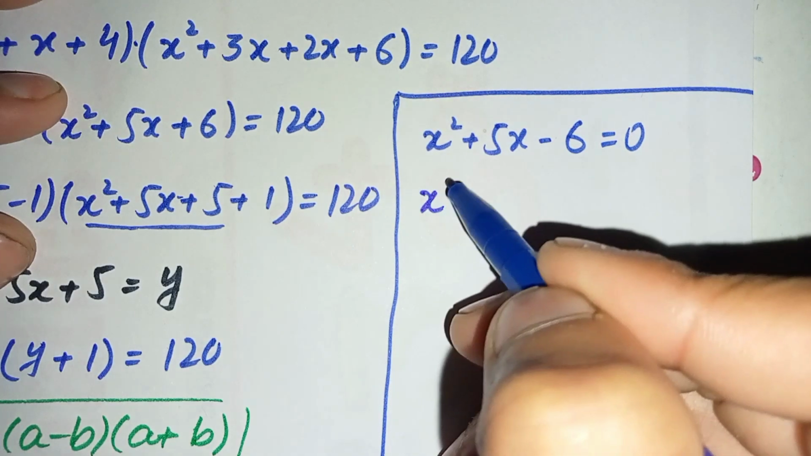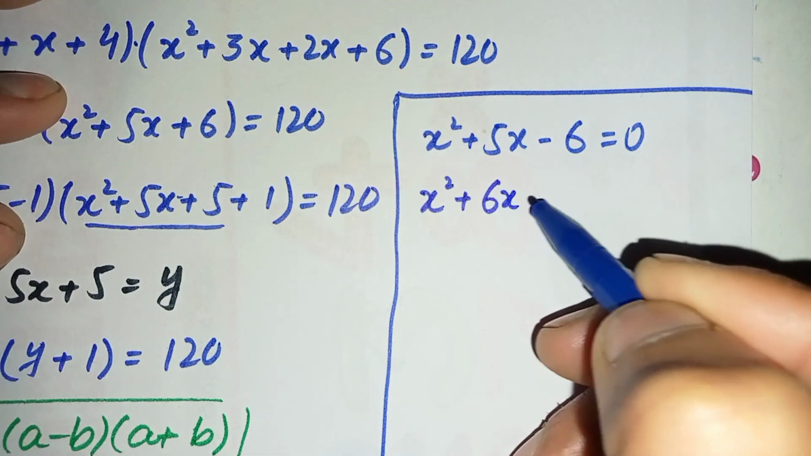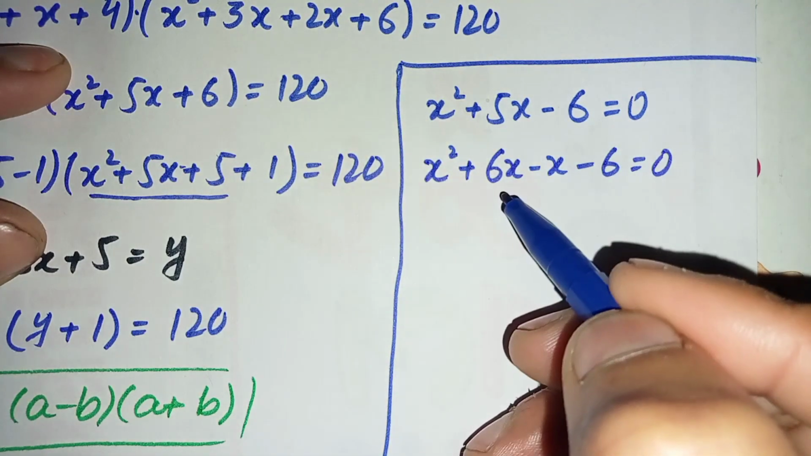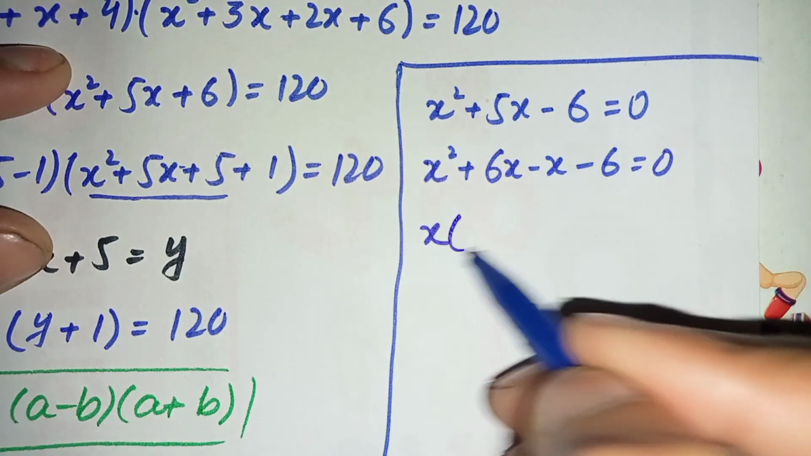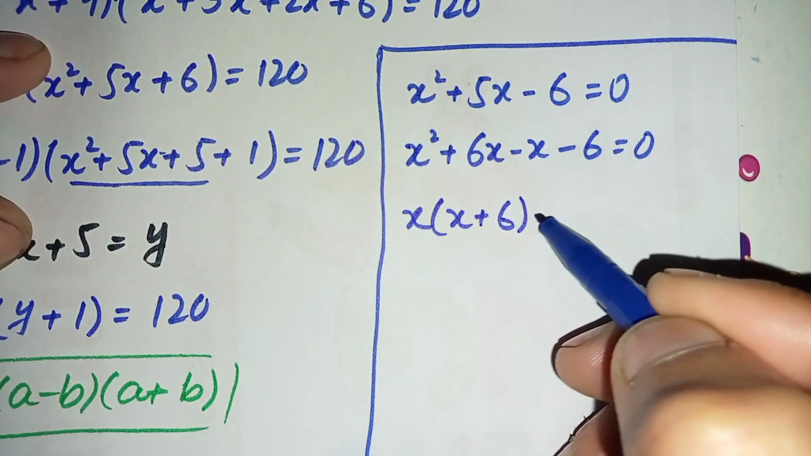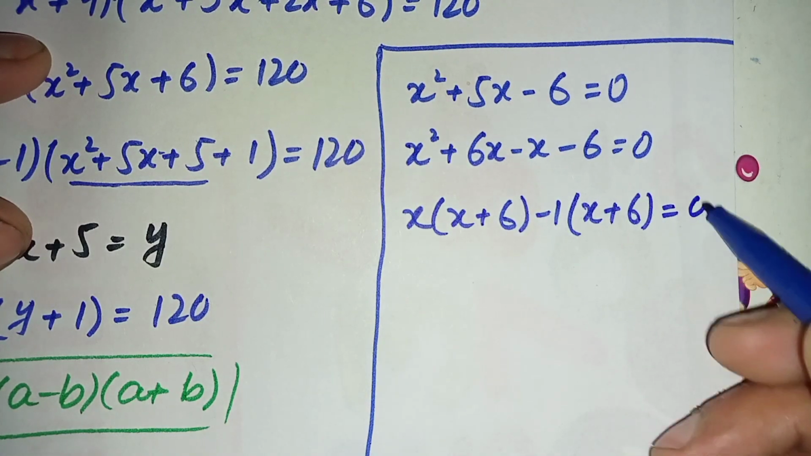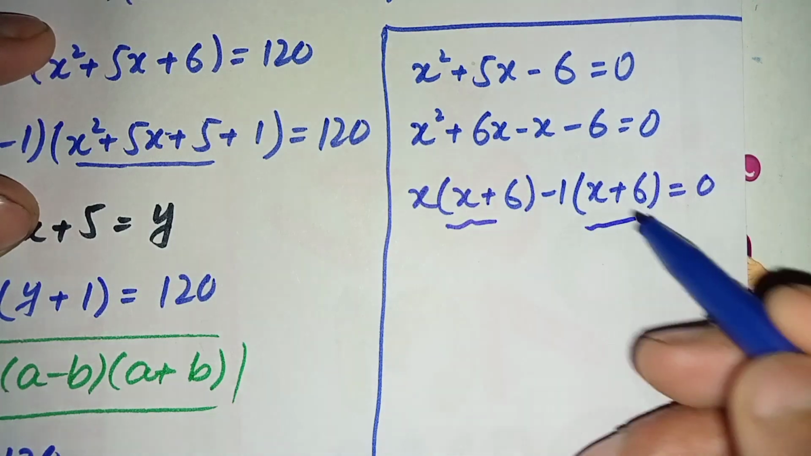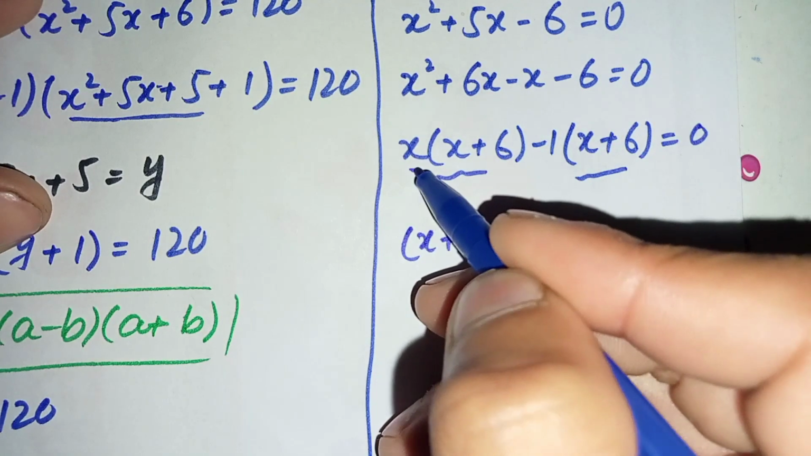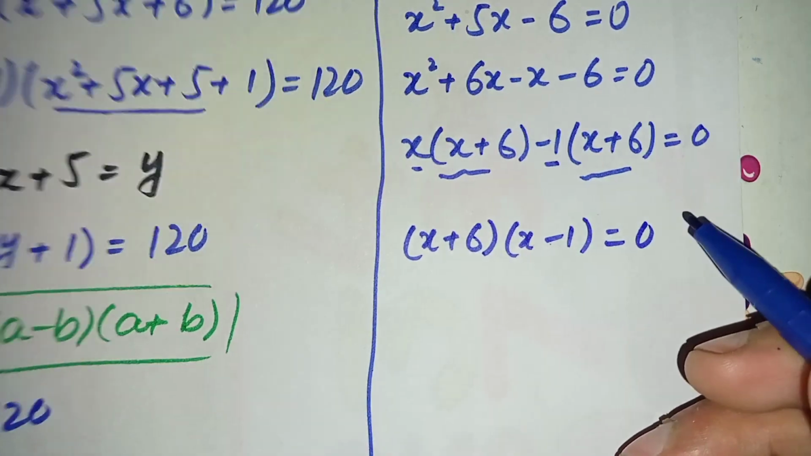So here we will replace this 5x with 6x minus x. So it will become x square plus 6x minus x minus 6 is equal to 0. Now from these two terms we will take x common. So it will become x times x plus 6, and from these two terms we will take negative 1 common. So here x is left, plus 6, is equal to 0. Now from these two terms we will take x plus 6 common. So taking x plus 6 common, here x is left and here minus 1 is left, is equal to 0.